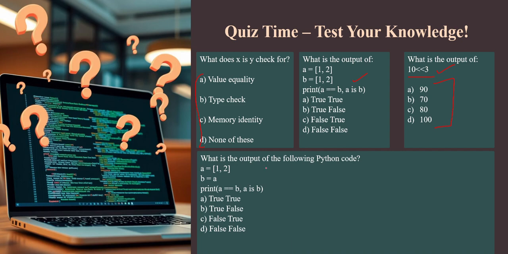Next question is, what is the output of the following Python code, where we have A, a list having two elements 1 and 2, whereas we are assigning B is equal to A, and you need to provide me the output for this.